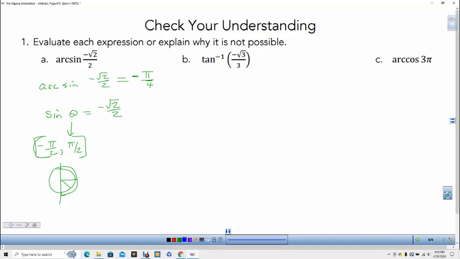This one's a little more complicated here. We've got to figure out what ratio gives us negative square root of 3 over 3. And guys, the only way you're going to do that is just repeated seeing it over and over and over again. Remember, one of these gives us 1 over the square root of 3, and the other one just gives us the square root of 3 over 1.